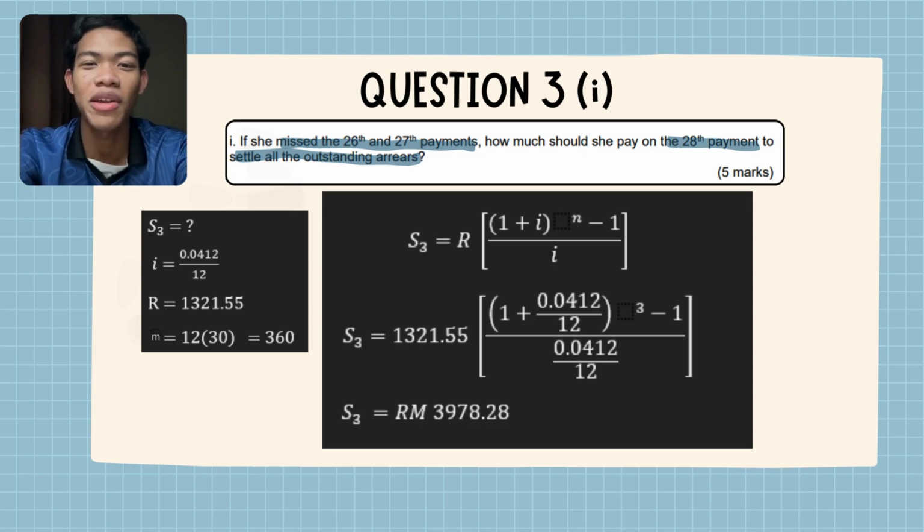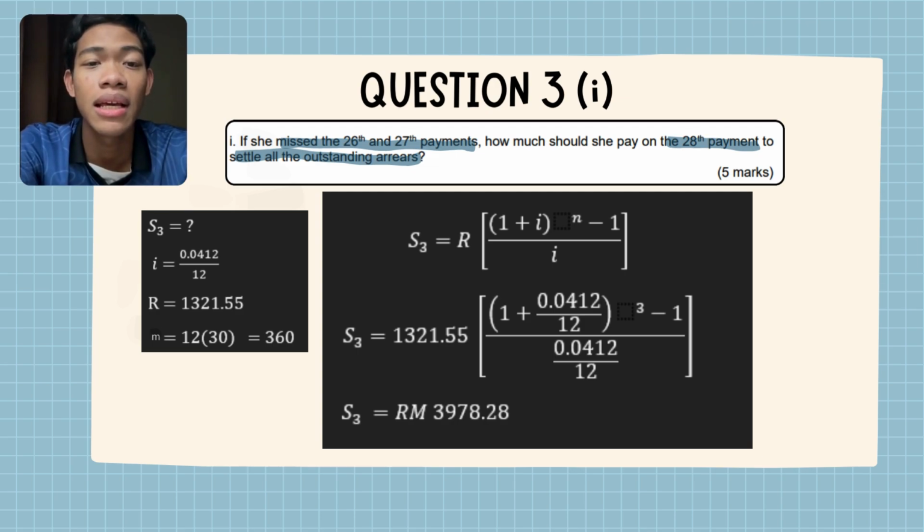Okay, first of all, we need to extract the important content from the question. R is RM1,321.55. K is 4.12%. M is 12. So I is 0.0412 fraction 12. N is 12 multiplied by 30. So for question 1 Roman, we need to use the formula S equal to R bracket 1 plus I power of n minus 1 fraction I. For question 1 Roman, we need to find the S for 3 times.